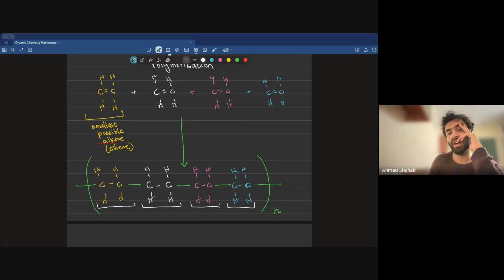Yes, the examiner can very well ask to convert the polymer back to monomer, and that is exactly what we're going to do.